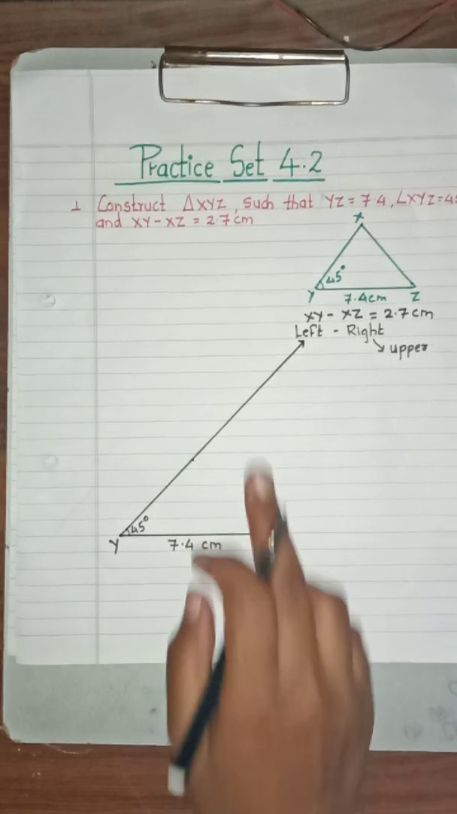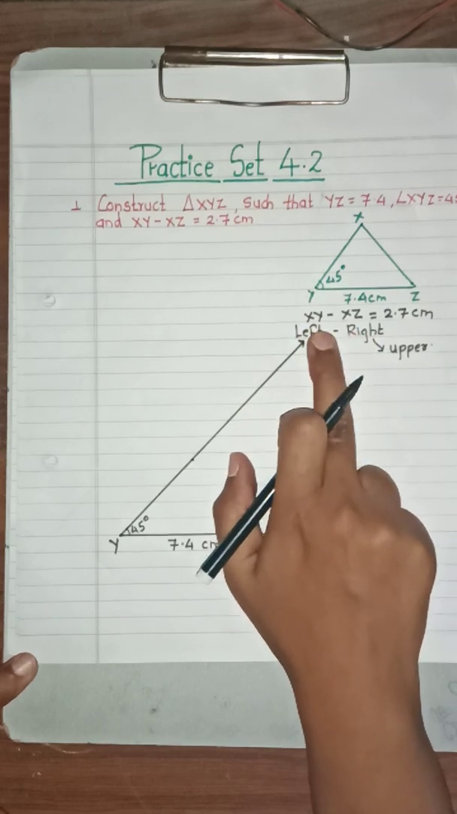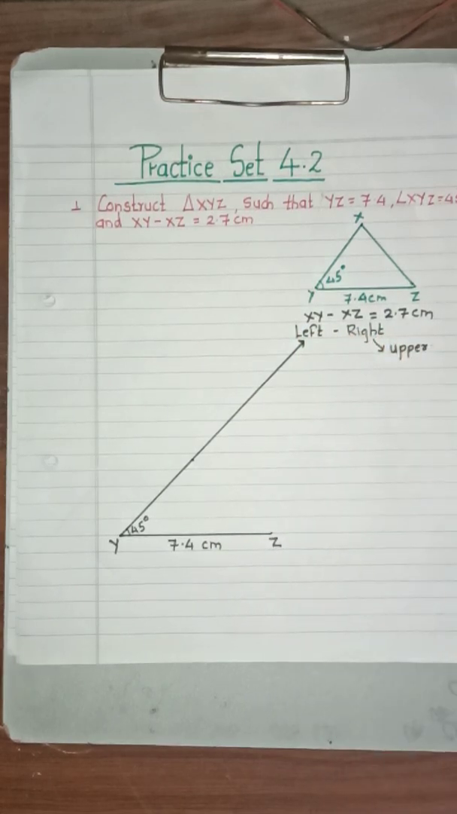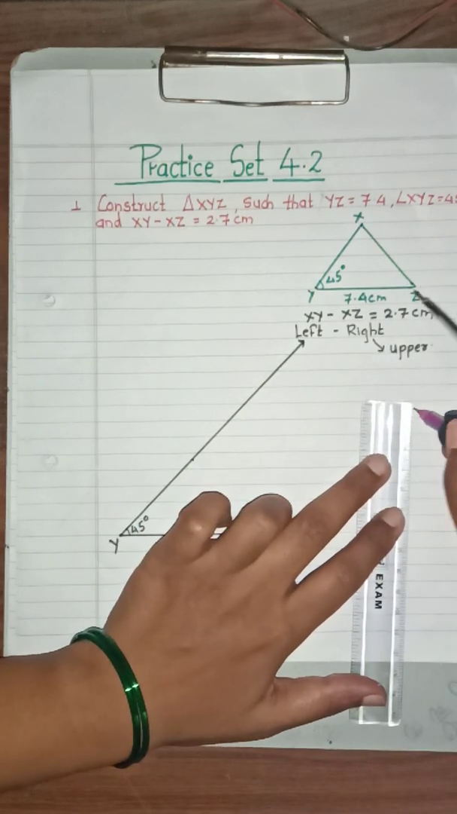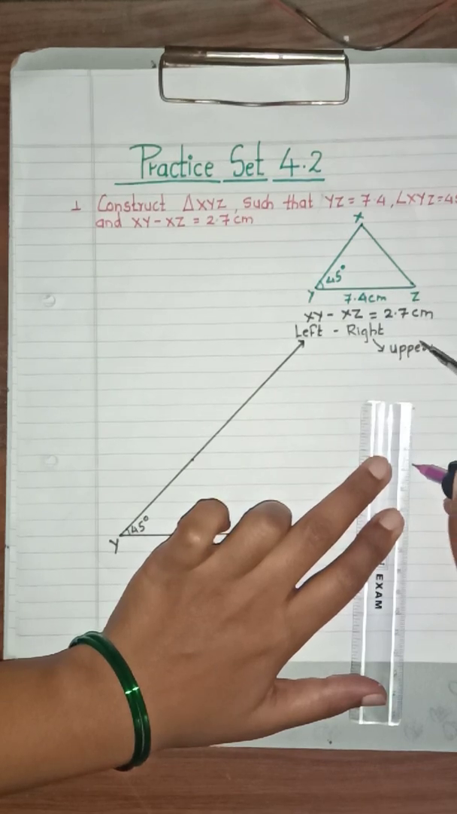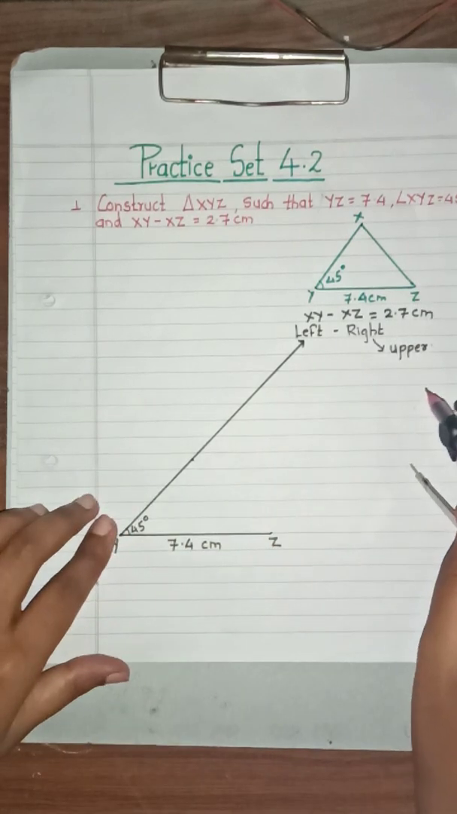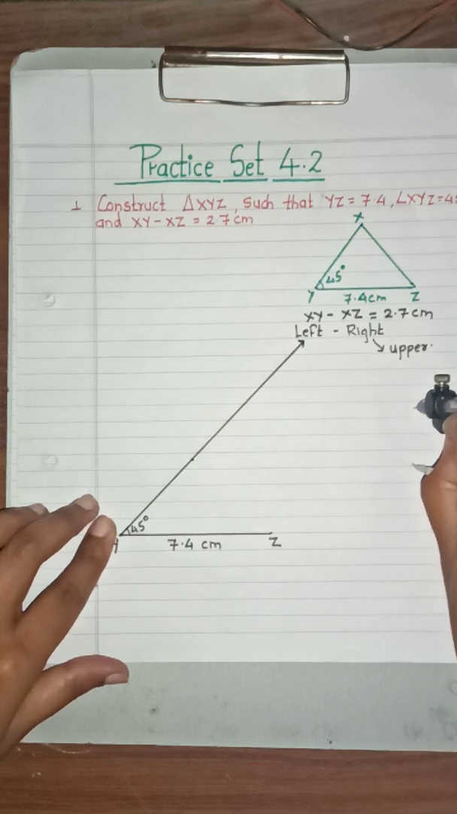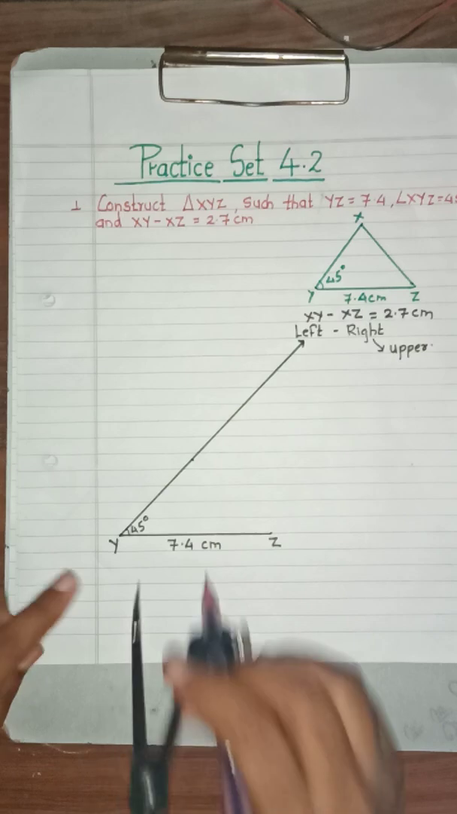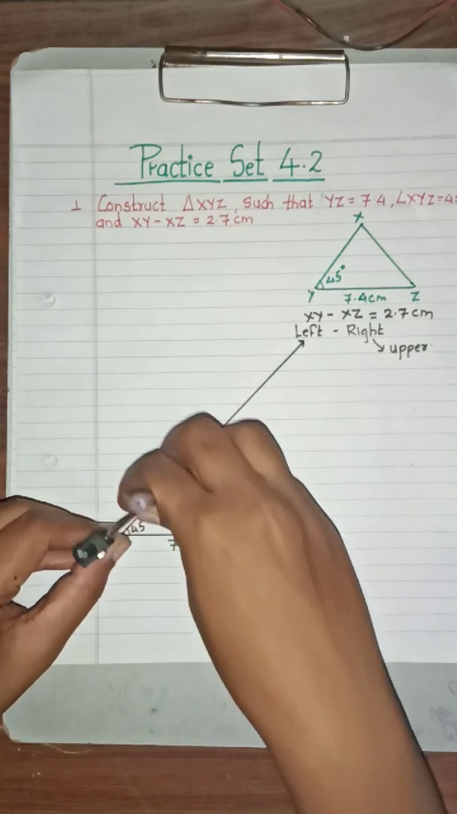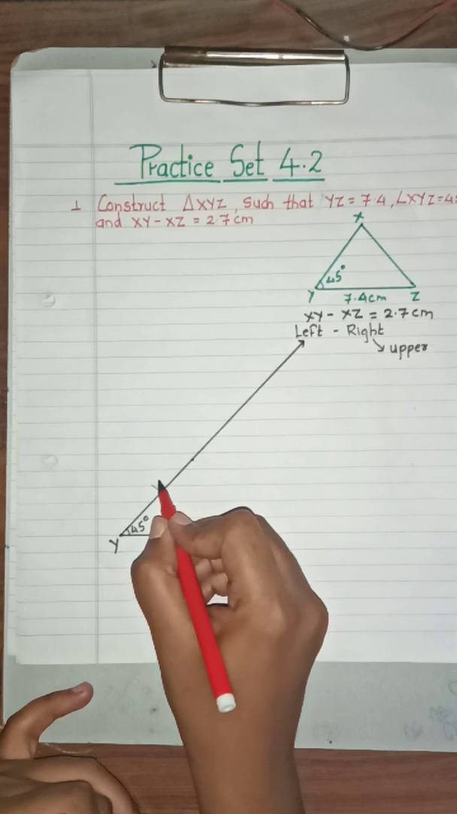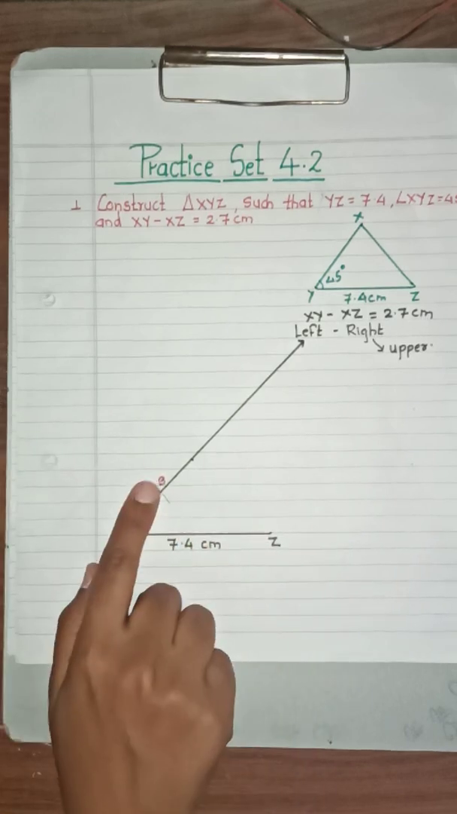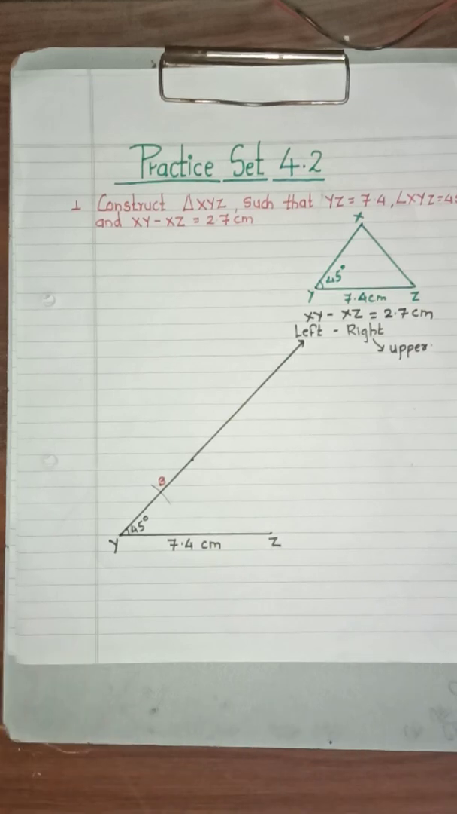Okay, now they have told you XY minus XZ is 2.7. So with the help of the compass, I'll take distance 2.7 over here. So see, you can see here 2.5 and this is 2.7. I'll measure 2.7 distance and take it in my compass. Okay, now keeping it at point Y, I'll mark an arc over here. Okay, I've marked the arc over here and I'll name this point, suppose, as B. Okay, now we have to join this BZ.